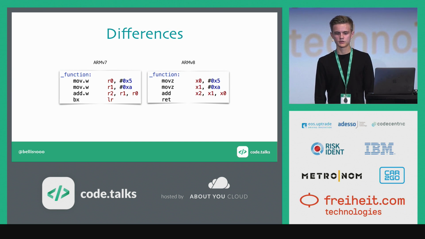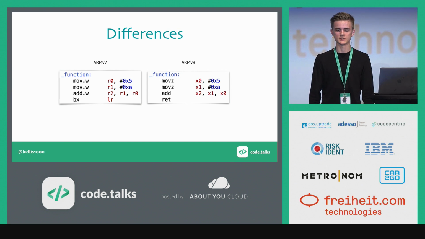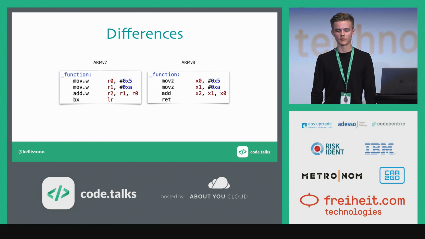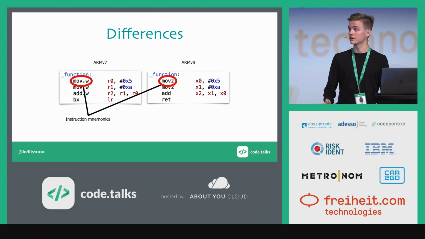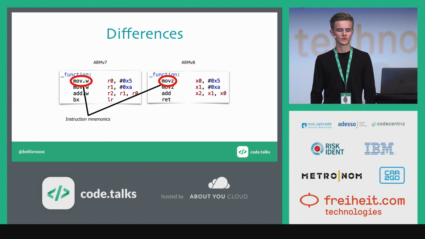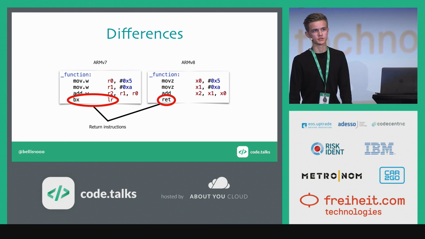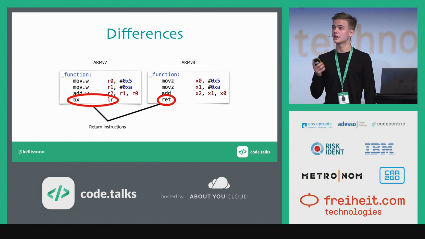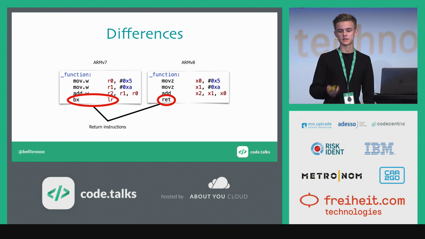So here's a quick illustration to highlight some of the differences. These two very short code snippets are doing the exact same thing, one for ARMv7, one for ARMv8. You can see there's a difference in register names. The instruction mnemonics vary slightly, and there are some additional ones in ARMv8. And then return instructions. With ARMv7, we branch to the link register, and in ARMv8, you get a ret instruction, which does the exact same thing.